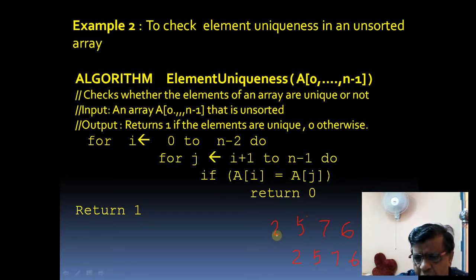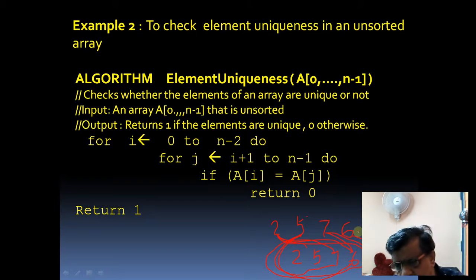This 2 is to be compared with 5. It should be compared with 7, with 6, and with 1. There is no fun in comparing 2 with 2. As far as 5 is concerned, 5 is to be compared with this 7, and with 6 and 1. It should not be compared with 5 again. Once again, 7 should be compared with 6 and 1. 6 should be compared with 1. So 1 will be left unattended.